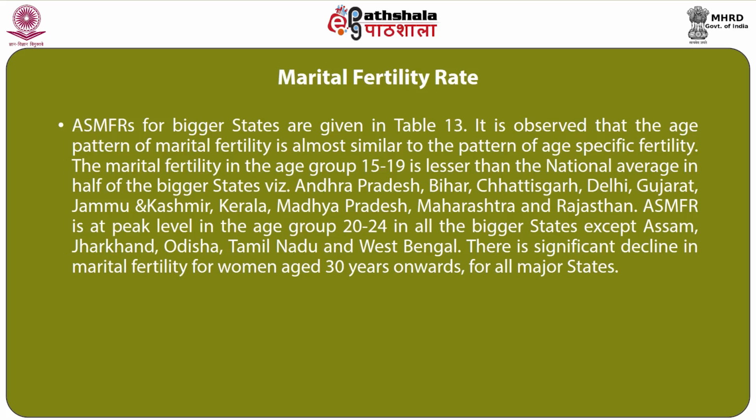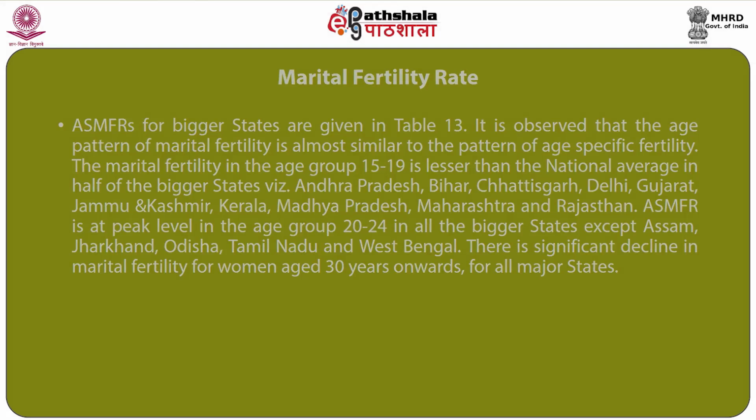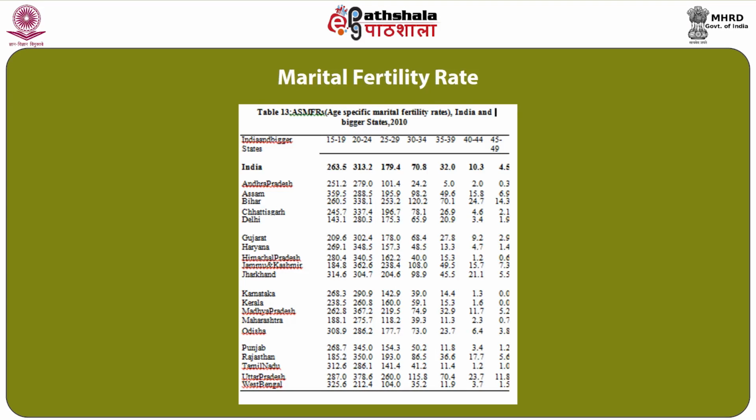The marital fertility rate in the age group of 15 to 19 years is lesser than the national average in half of the bigger states, namely Andhra Pradesh, Bihar, Chhattisgarh, Delhi, Gujarat, Jammu and Kashmir, Kerala, Madhya Pradesh, Maharashtra and Rajasthan. Age-specific marital fertility rate is at peak level in the age group of 20 to 24 years in all the bigger states except Assam, Jharkhand, Odisha, Tamil Nadu and West Bengal.